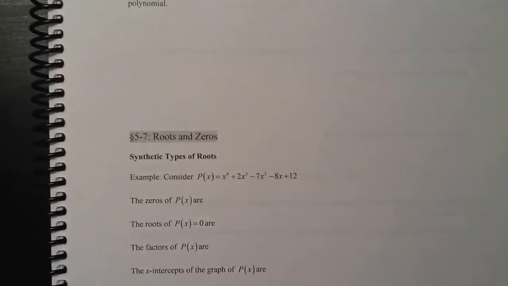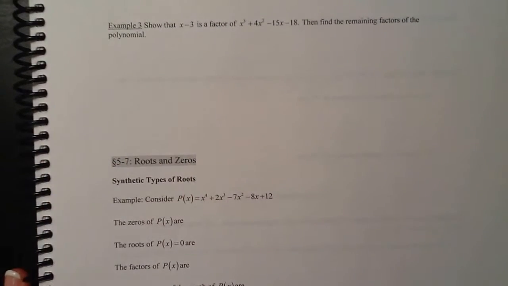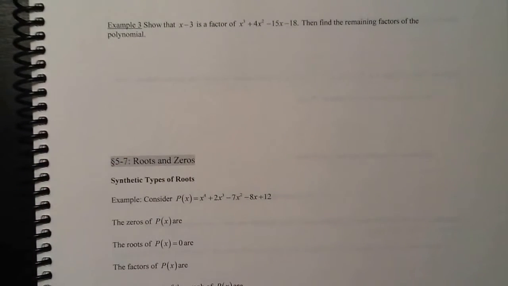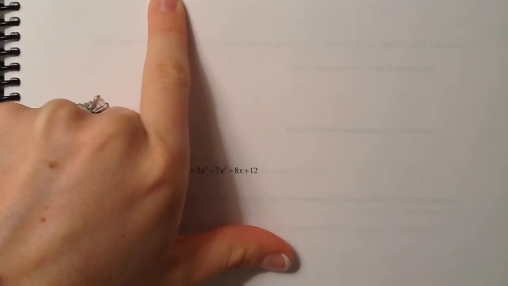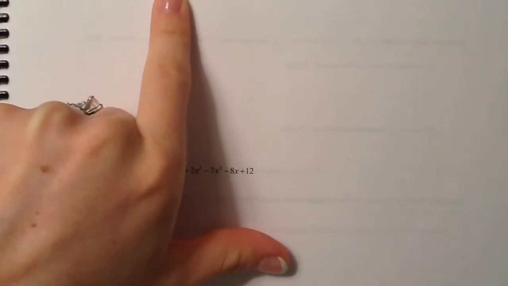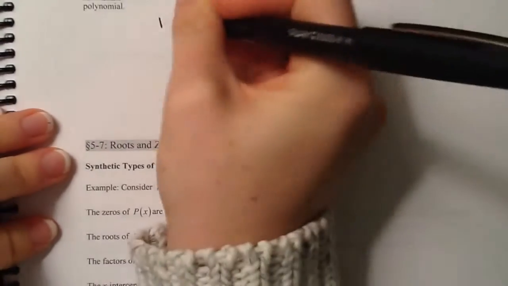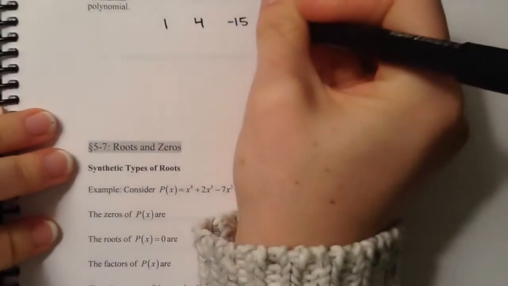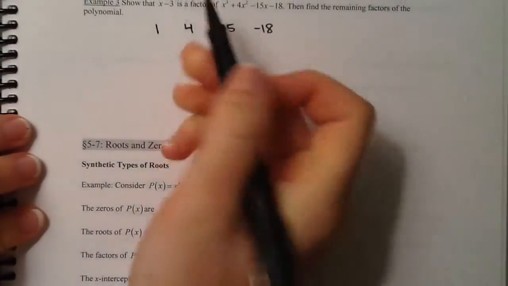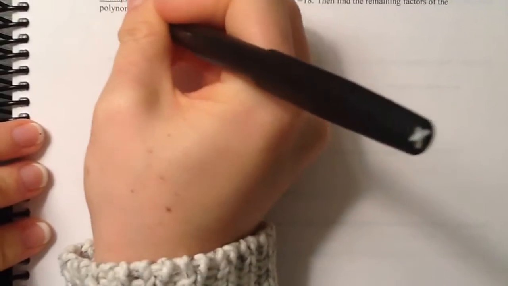So let's see it in action, with one quick example. We want to show that x minus 3 is in fact a factor of this polynomial, then find the remaining factors. You will see plenty of examples like this. We're going to do synthetic division, divide this polynomial by this binomial, and show that there's no remainder. That means this is in fact a factor. So I'm going to set up my coefficients: 1x cubed, 4x squared, negative 15x, negative 18. And since this is x minus 3, remember you always put the opposite in the box.